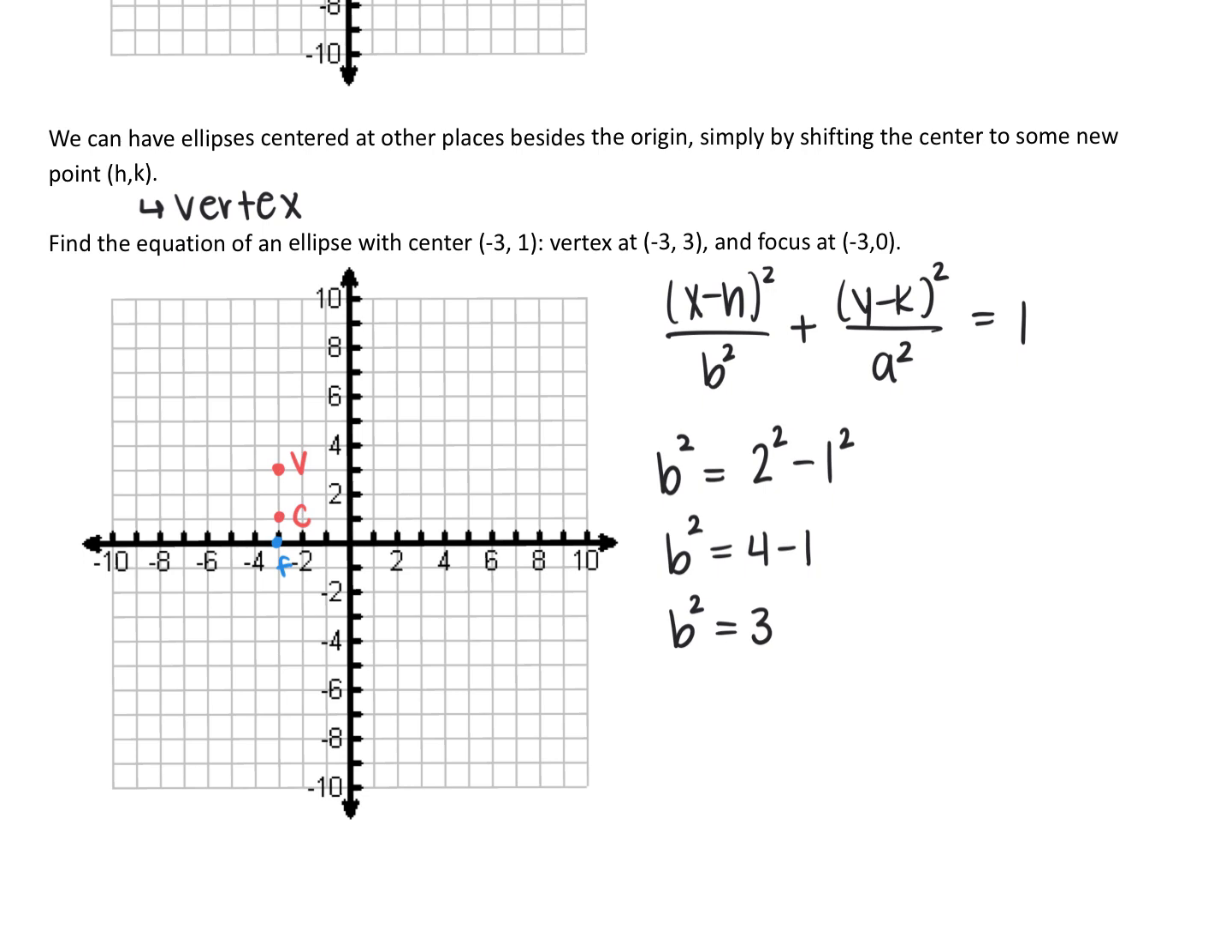And if I'm trying to write the equation, I don't actually need to find b. I can leave it as b squared. So when I write my equation, it's going to be x, and then the opposite of the x value of your vertex, so x plus 3 squared over 3, plus y, and then my y value is 1, so y minus 1 squared over 4 equals 1.